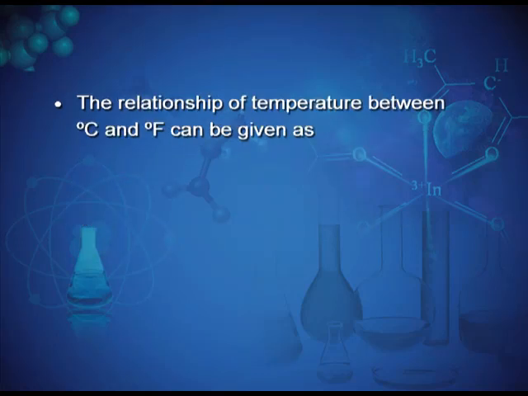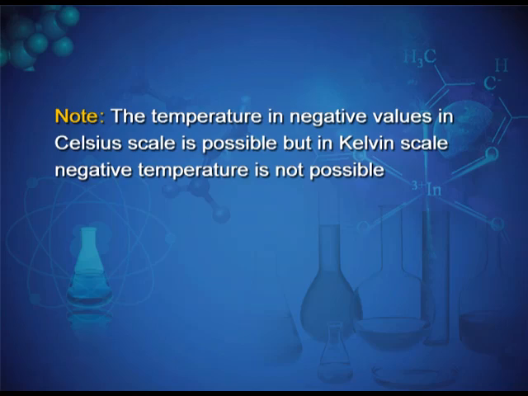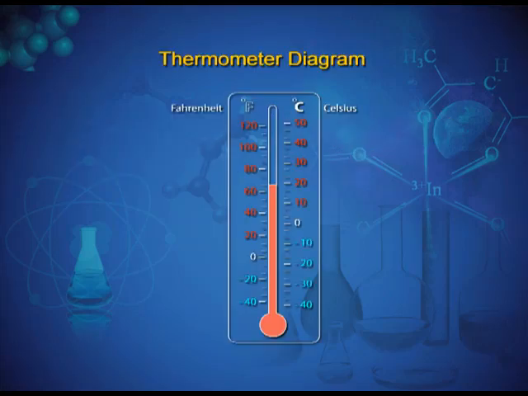The relationship between degree Celsius and Fahrenheit can be given as degree Fahrenheit is equal to 9/5 degree Celsius plus 32. The Kelvin scale is related to the Celsius scale as follows: K is equal to degree Celsius plus 273.15. Now notice that a negative temperature is possible in the Celsius scale, but in the Kelvin scale a negative temperature is not possible. There are different kinds of thermometers as well.